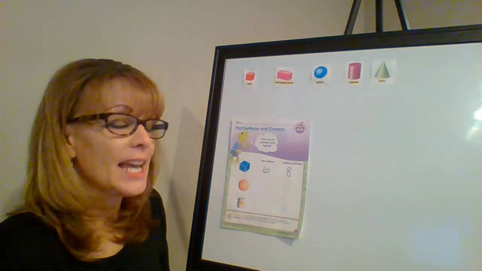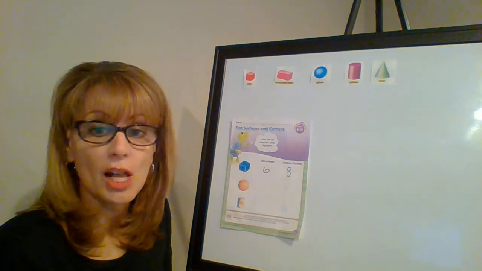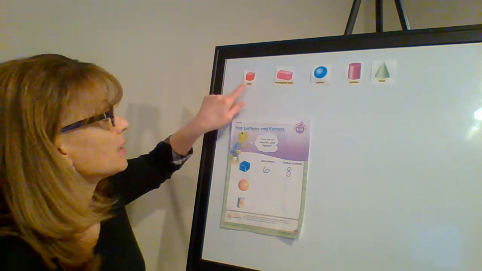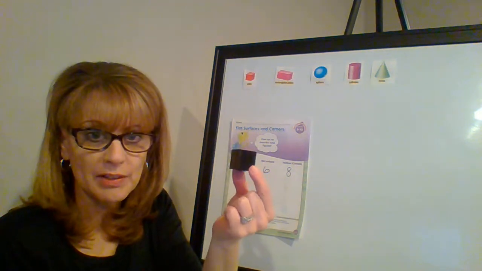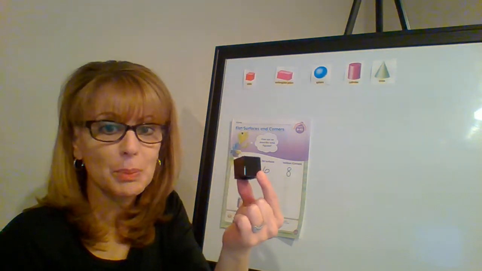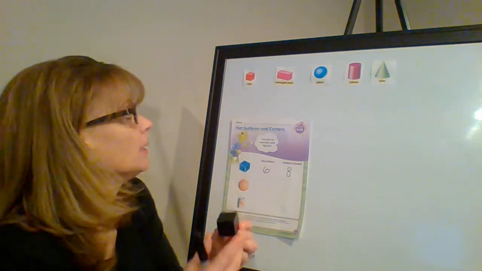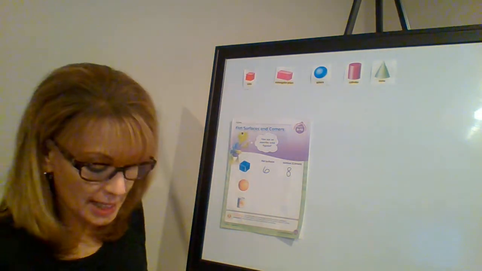Hi again. Yesterday we were working with solid figures. We talked about a cube. I was so excited. I searched my house and I found an example of one. This is the top of a perfume bottle, but it is a cube. We talked about a rectangular prism.